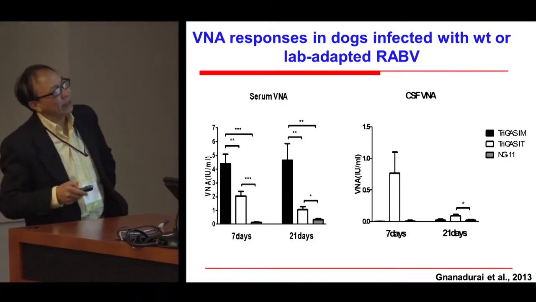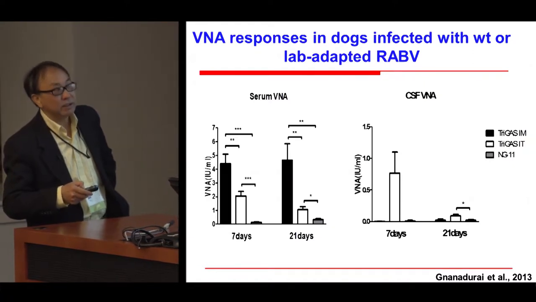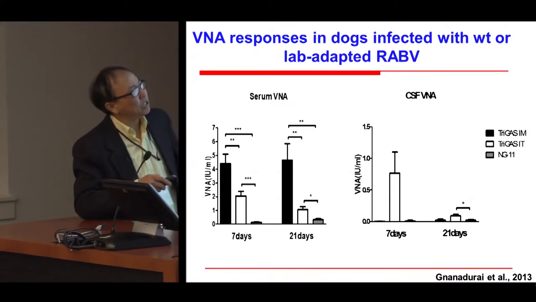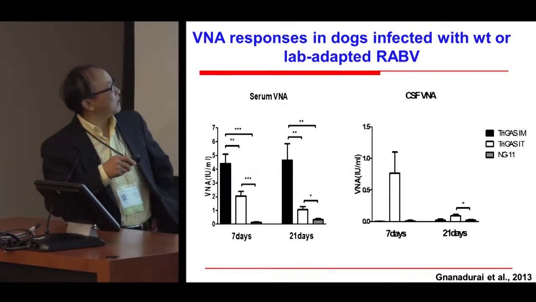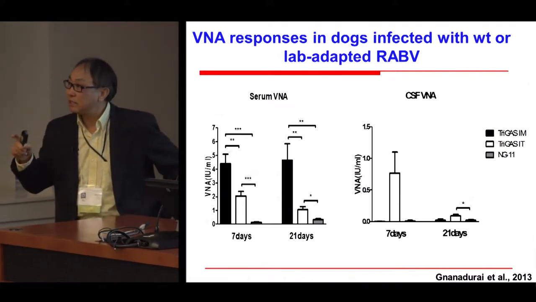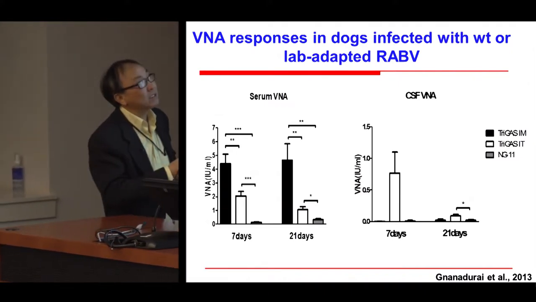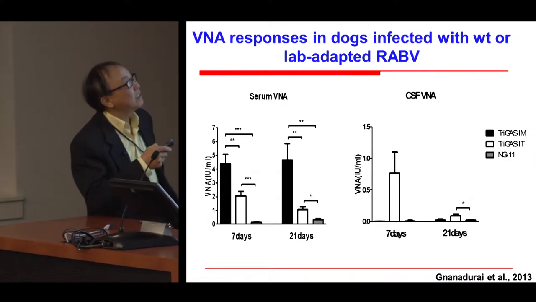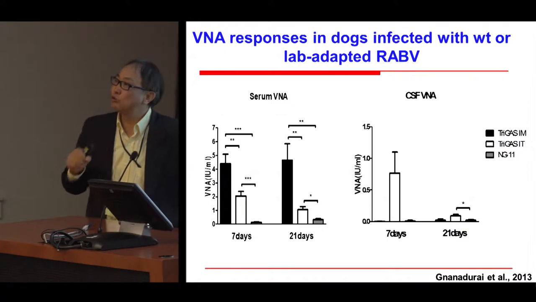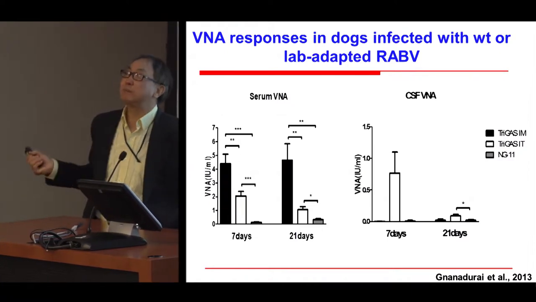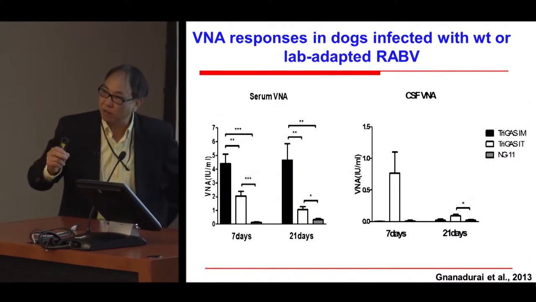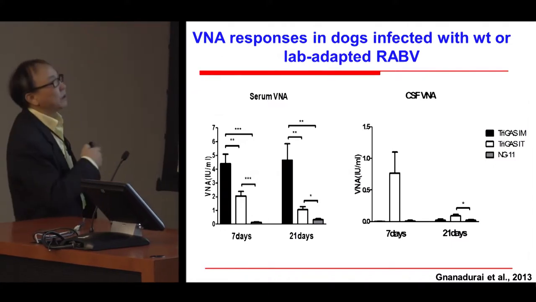We use NG11, it's a Nigeria virus. Again, it's a wild type. You can see here at day 7, at day 21, almost nothing. It doesn't matter from the serum or the CSF. On the other hand, the dogs infected with the lab-adapted viruses develop higher levels of antibodies. Of course, those dogs will not die, will not develop disease. They are protected, they have antibody. So therefore, antibodies are still very important in terms of protection.